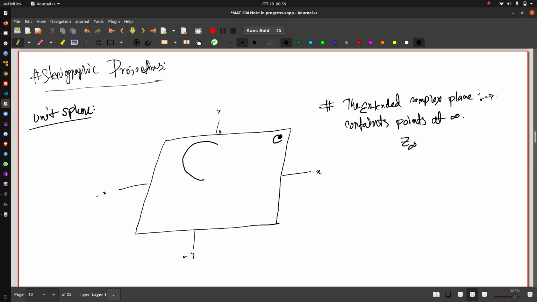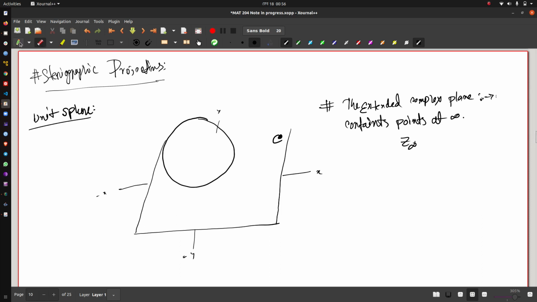Okay, the drawing is not pretty good, so I think I need to draw it again. Yeah, let's say something like this. Okay, let me just remove these lines so that you can understand what I'm trying to do. Replace this thing with a dashed line. Okay, so this is our sphere, and let's call the sphere with capital S.